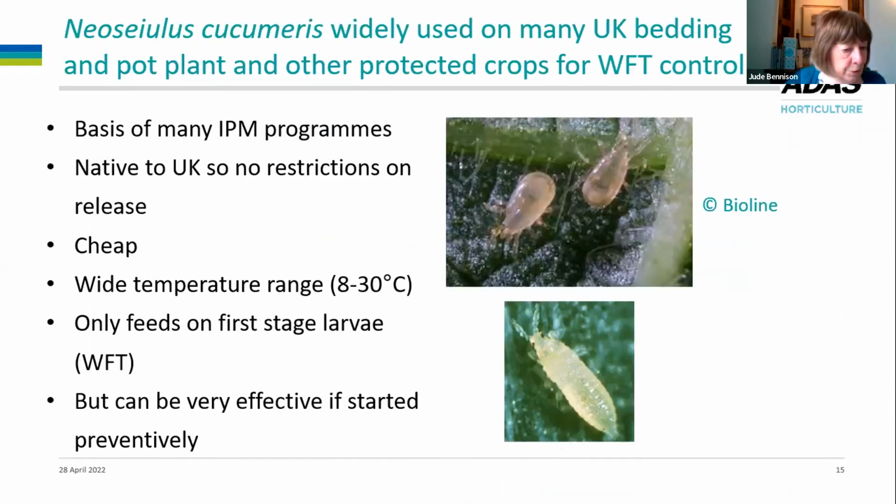So over to biological control: Neoseiulus cucumeris, the predatory mite. Most of you will be using this as the basis of your IPM program. It's cheap, it's got a wide temperature range, and it's got no restrictions on release because it's native to the UK. It only feeds on the first instar, or first stage larvae, of Western flower thrips. It doesn't eat the adults or the later stage larvae. However, it can be very effective if you start it preventively and put it in every week.